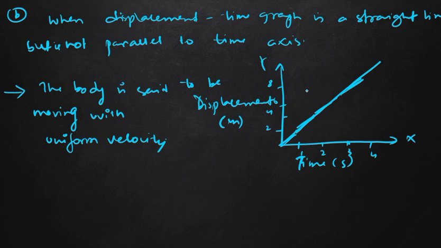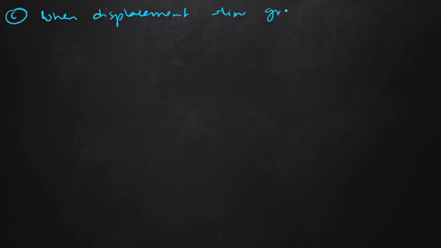Okay, fine. Next, the third point. So let us do it in the next slide. The third point is when the displacement-time graph is not a straight line. Okay, it's not a straight line.